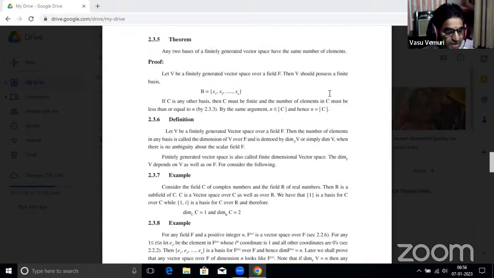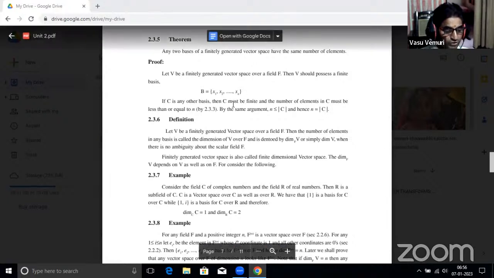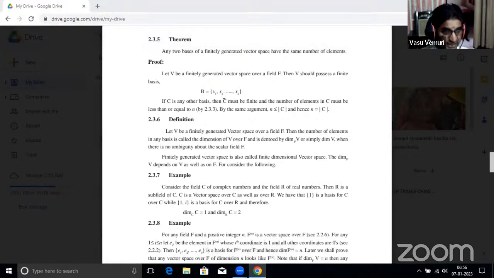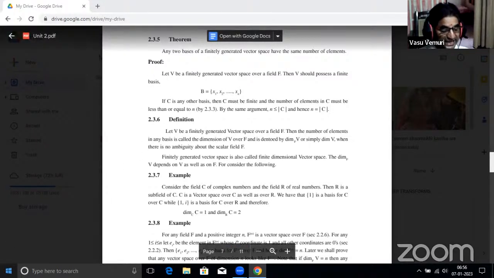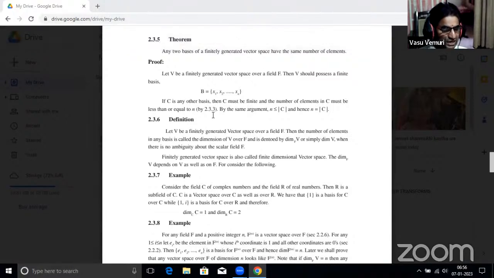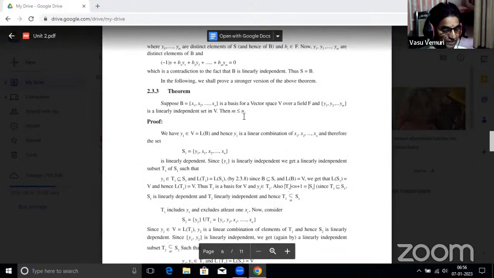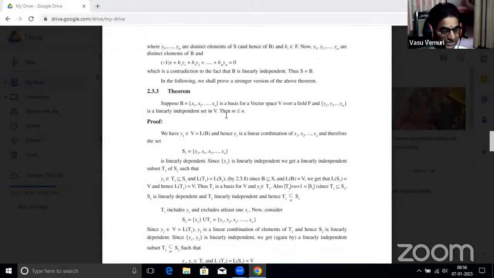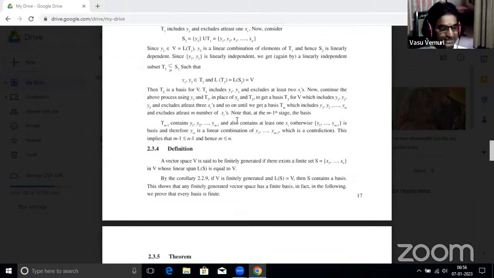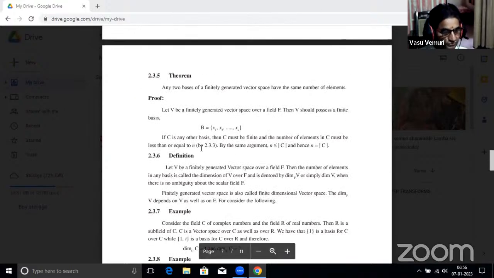So the same number of elements are in the other basis set. Therefore, one basis set is capital B and another basis set is capital C, and both have the same number of elements. That's enough. Then any two bases of a finitely generated vector space have the same number of elements. You just have to mention the 2.3.3 statement as well. This statement represents the given theorem. That's it.